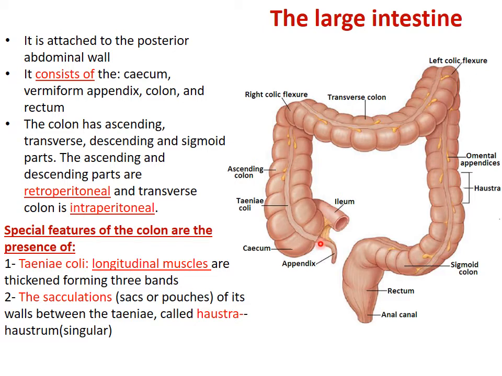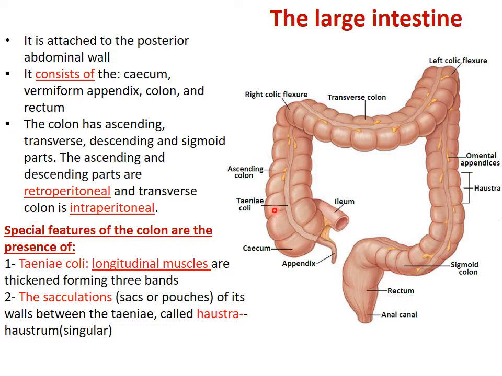So the three bands start from the appendix, right? The appendix doesn't have these tinea coli, it doesn't change. But from the appendix arise the longitudinal muscles. They become three bands, tinea coli, and run up to the sigmoid. But after the sigmoid, when the rectum starts, there is a straight structure. These longitudinal bands again disperse. They spread, they scatter, and make the whole outer longitudinal muscle layer all around the rectum, right? So this is the story of the tinea coli.